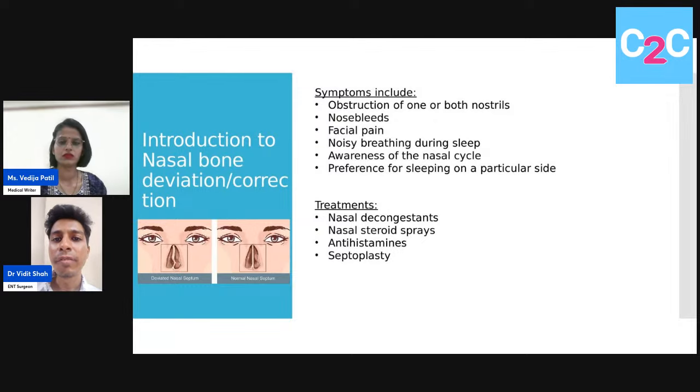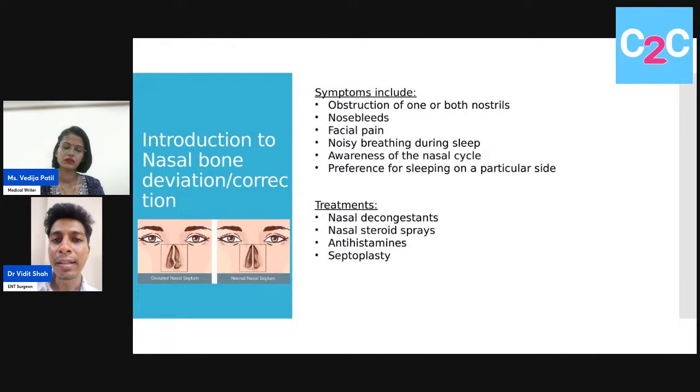The symptoms of nasal bone deviation, or what I call the red flags, are important. One is nasal blockage, nasal obstruction of either one or both the nostrils. Nasal bleeds can occur at times. A lot of facial pain, mouth breathing more, especially during sleep. Awareness of the nasal cycle, preference for sleeping on a particular side. Those are again very ambiguous points, but they do occur in some patients.